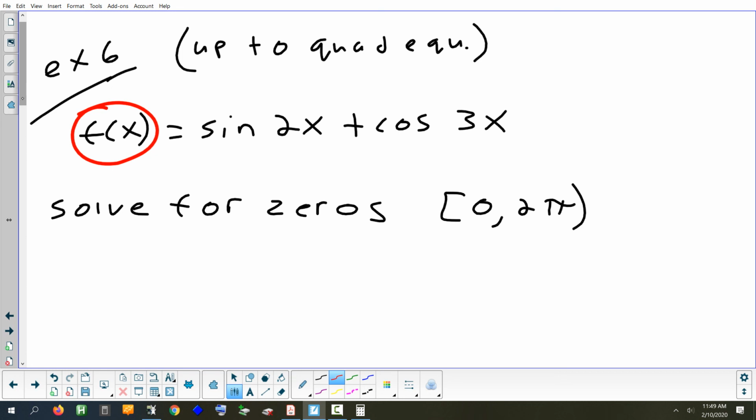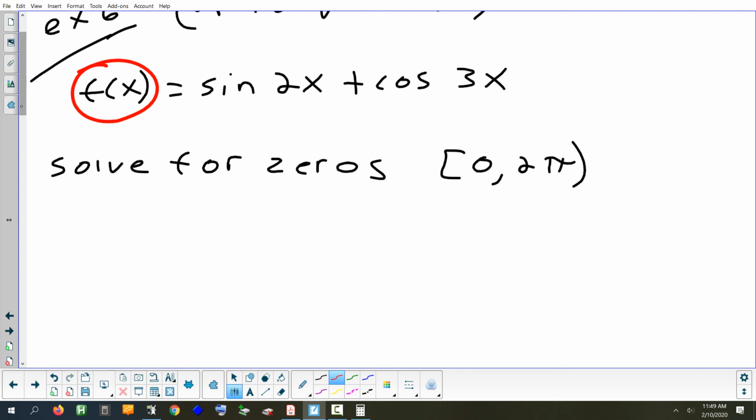Okay, let's start with sine 2x. That's the easy one. How can you rewrite sine 2x? 2 sine cosine.